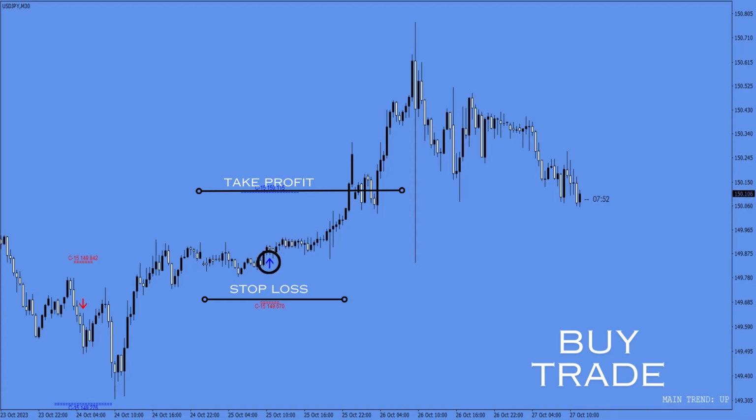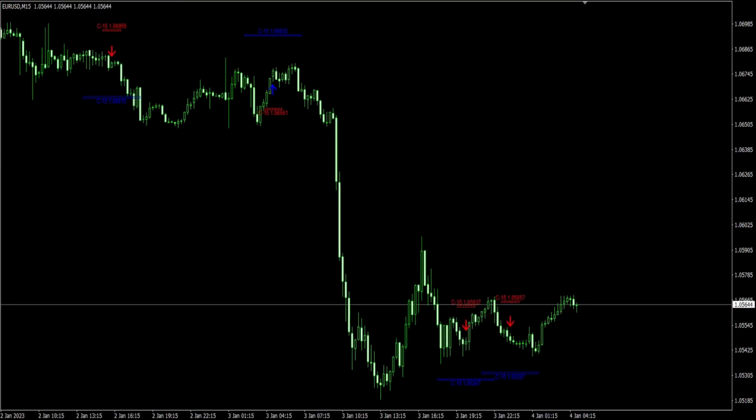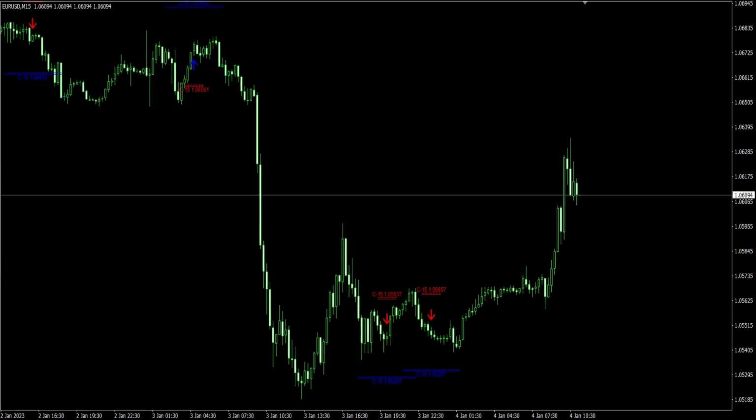I hope you have understood these trading rules. If not, then it doesn't matter. We are going to take a backtest of this indicator, so that you will definitely understand.